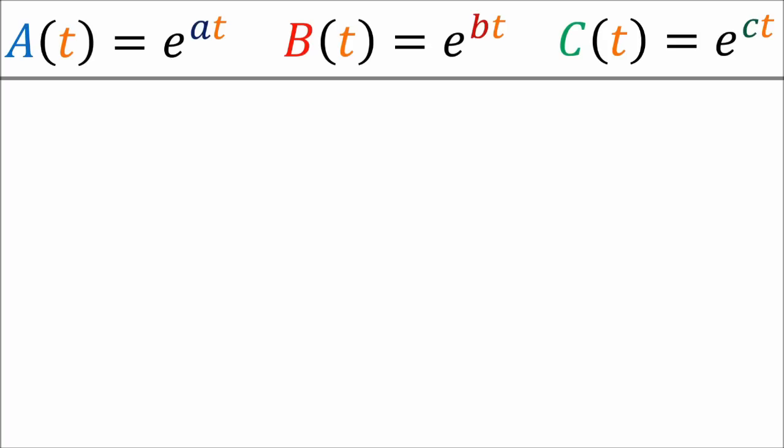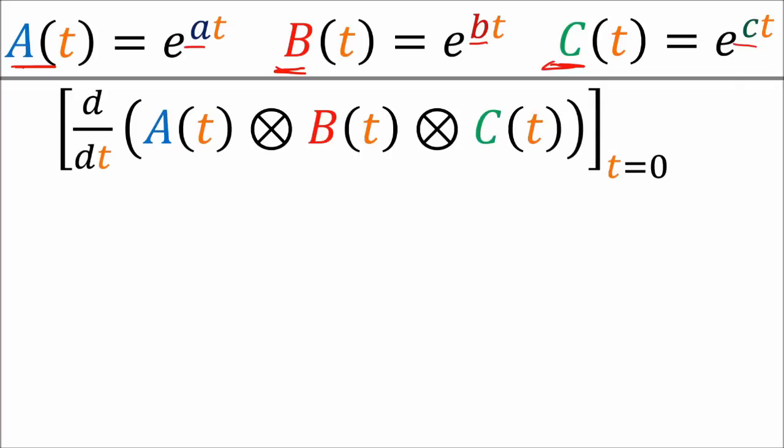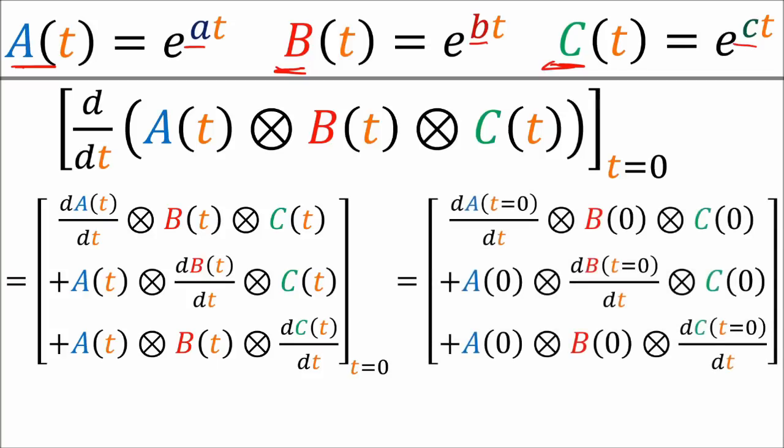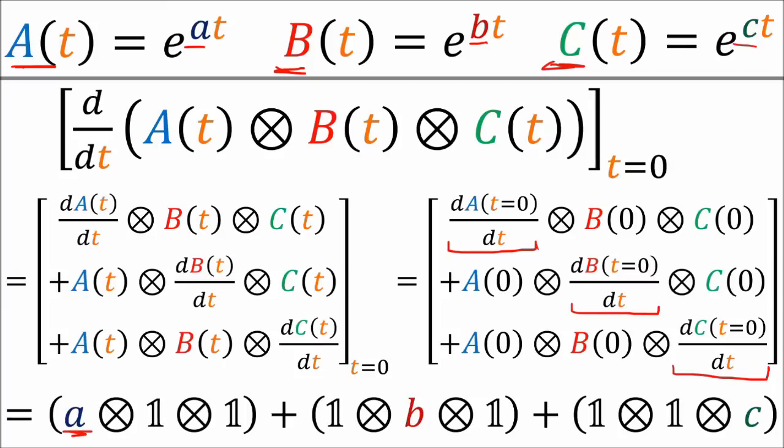We get operators in the Lie algebra exactly as we did before. If we have Lie group members A of t, B of t, and C of t with generators small a, small b, small c, we can get the generator of A of t tensor B of t tensor C of t by taking the derivative and setting the parameter to 0. Product rule gives us a sum of 3 terms this time, and setting t equals 0, the 3 derivative terms each give a generator, and the other terms just give identities. So we have a sum of 3 terms, each containing one Lie algebra generator in one of the 3 positions.